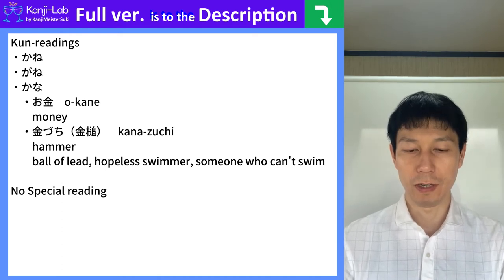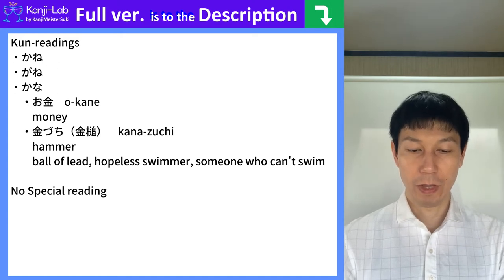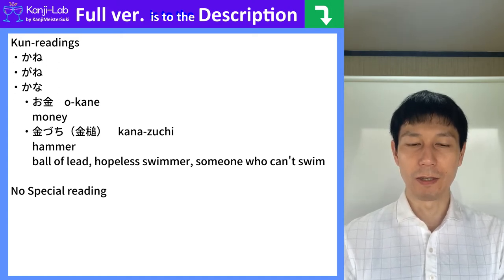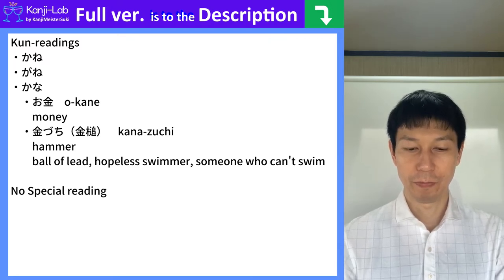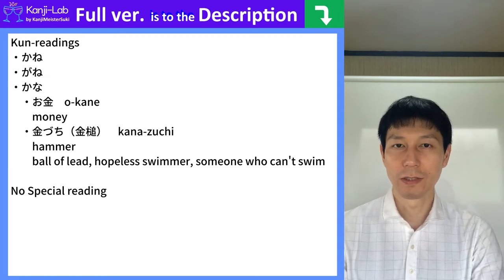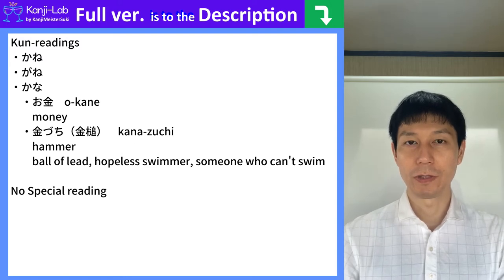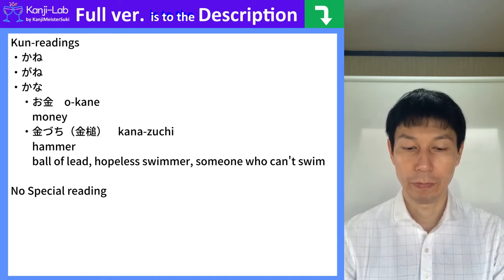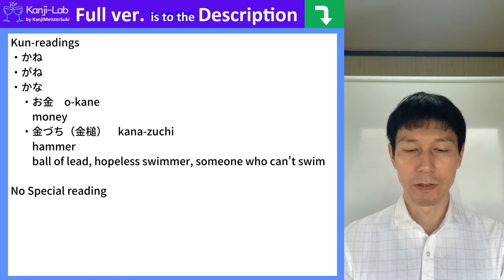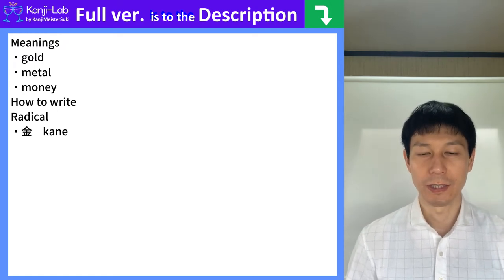The Kun readings are kane, gane, kana. For example, okane, it means money. Kanazuchi, it means hammer or ball of reed. Kanazuchi also means a hopeless swimmer, or someone who can't swim, and so on. No specific reading. Next is the meaning of the kanji for kin.